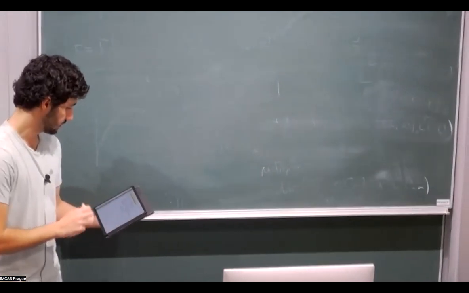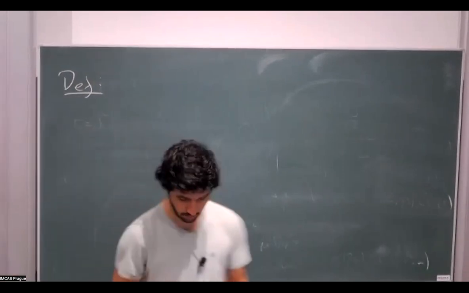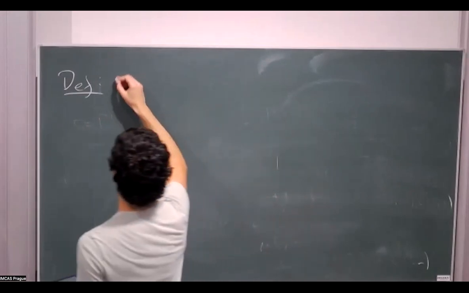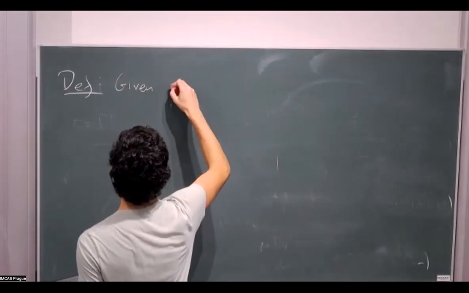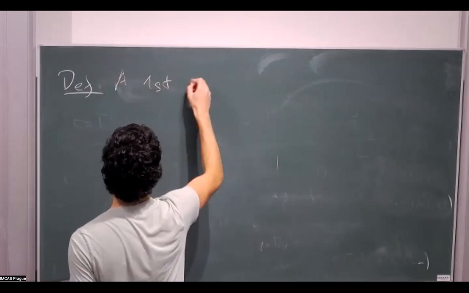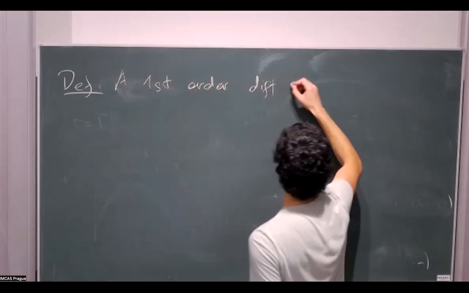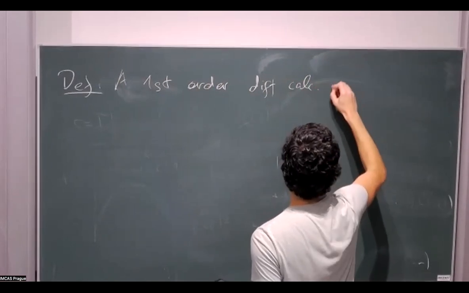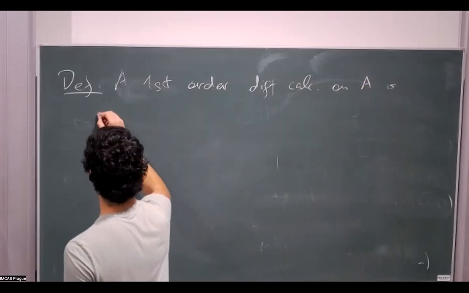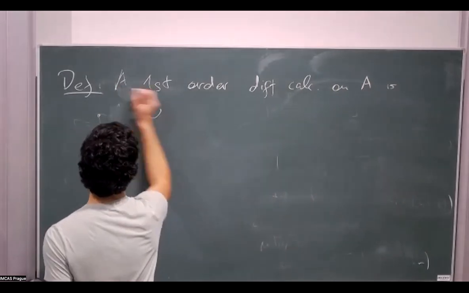let's define this and see what we're talking about. So given an algebra A, probably most people are familiar with this, a first order differential calculus on A is, so what we have here is just A being an algebra.